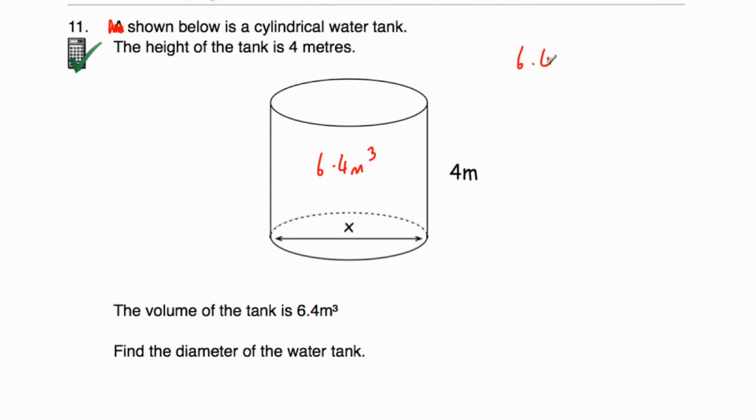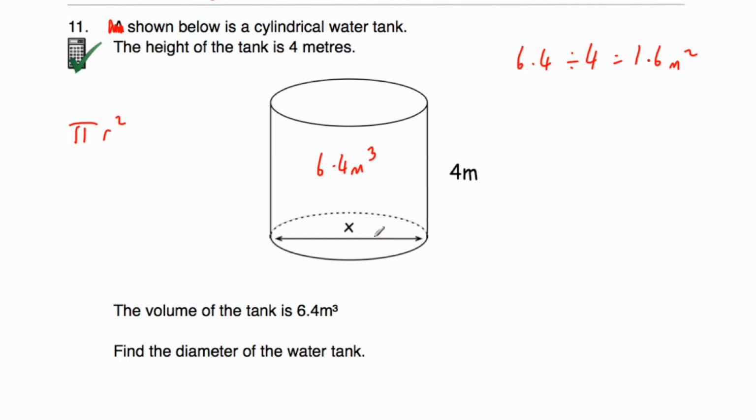So let's do 6.4 divided by 4. And it's a calculator question, so that's quite nice. 6.4 divided by 4 is equal to 1.6, so 1.6 meters squared or square meters. That's the area of the circle. If we divide the volume by the height, we get the area of the circle, the area of the cross section. So we now know the area of the circle. Remember, the area of the circle is pi r squared. So to find the area of the circle, we square the radius and times it by pi. So if we take this and divide it by pi and square root it, that will give us the radius of the circle. And then at the end, we can just double it to find the diameter.